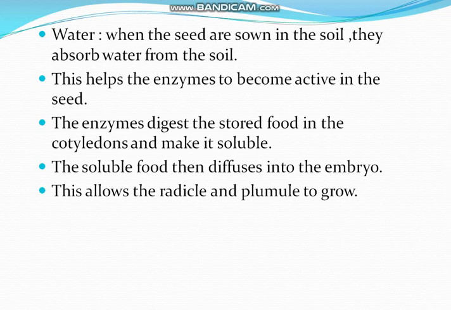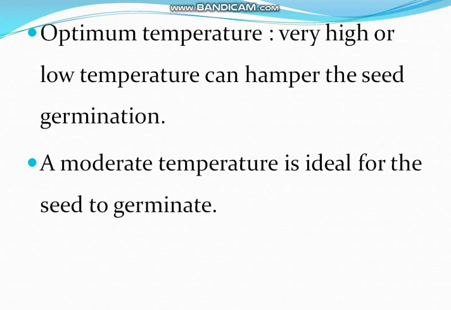Then the first condition, that is water. The seeds are sown in the soil. They absorb water from the soil, and this helps the enzyme to become active in the seed, and the enzyme digests the stored food in the cotyledon and makes it soluble. Then the soluble food diffuses into the embryo, and this allows the radicle and plumule to grow.